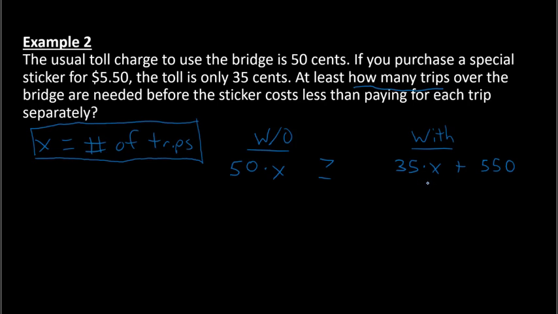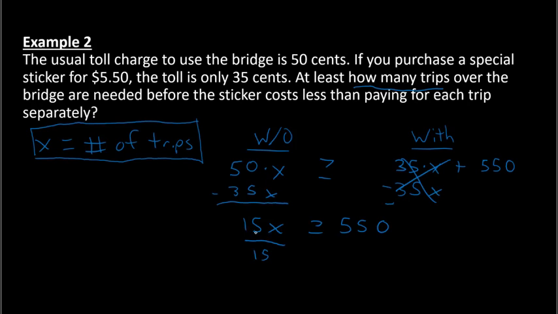So here we need to bring the 35 times x to the left side with the 50x, and I can do that by subtracting. So I subtract 35x from both sides. When I do that, on the right side that cancels. On the left side I have 15x, and then on the right side I'm left with 550. So from here I need to get rid of the 15, and I do that by dividing, because 15 divided by 15 would cancel. That leaves me with 1x on the left. On the right I have 550 divided by 15.